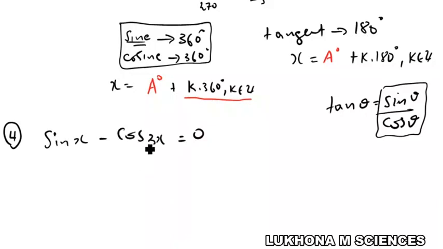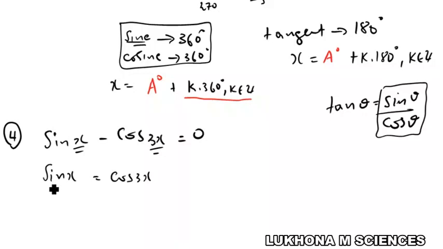In this example, there is sine, there is cos, but the angles are not the same, which means we cannot get tan. The first thing you must do is transpose the cos, then we get 3x. Now that the trig ratios are not the same and the angles are not the same, you must change one of the trig ratios.